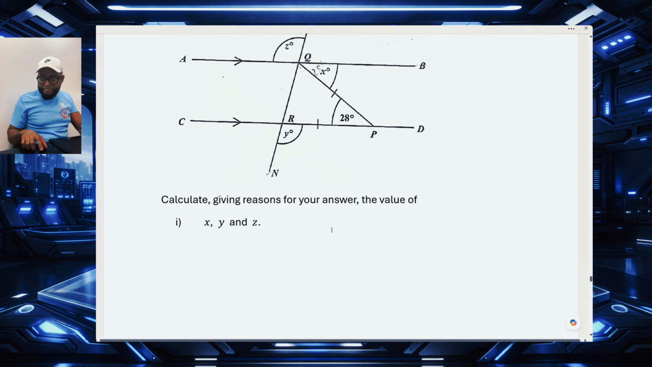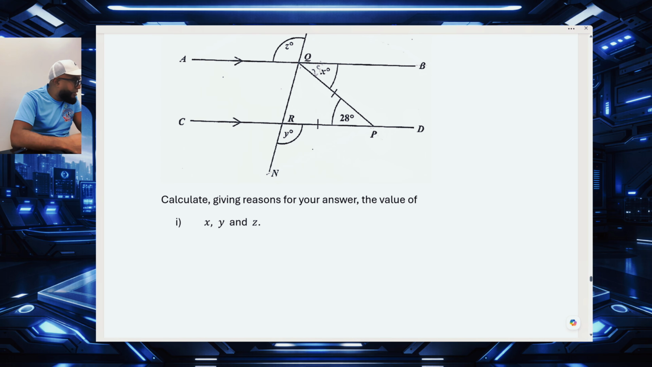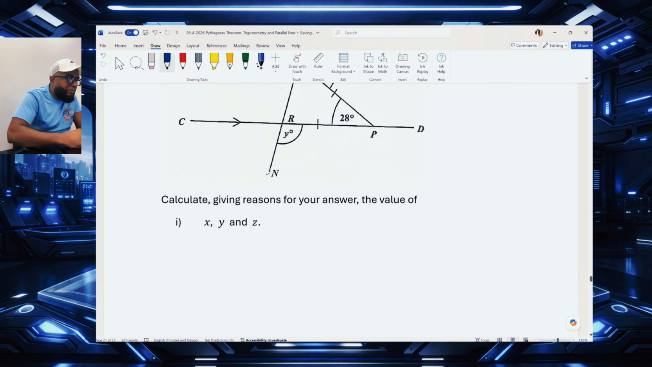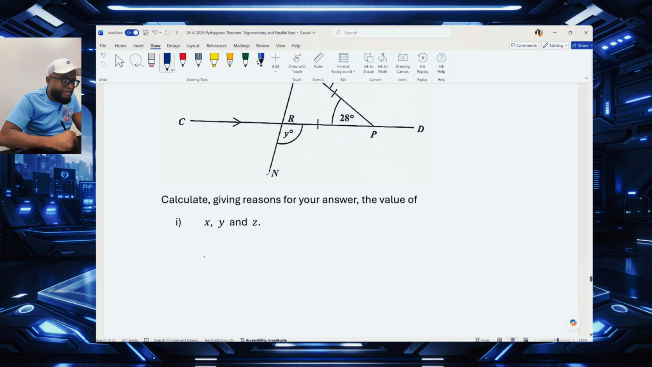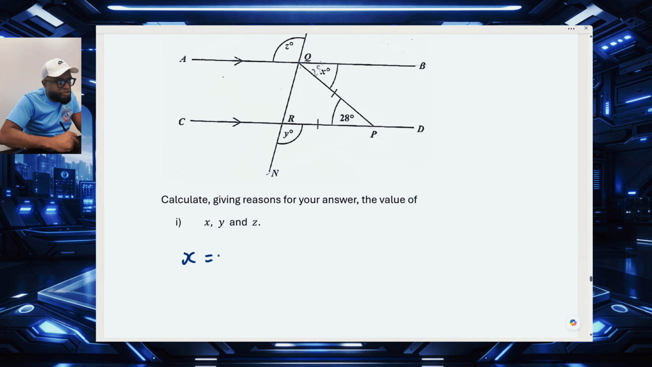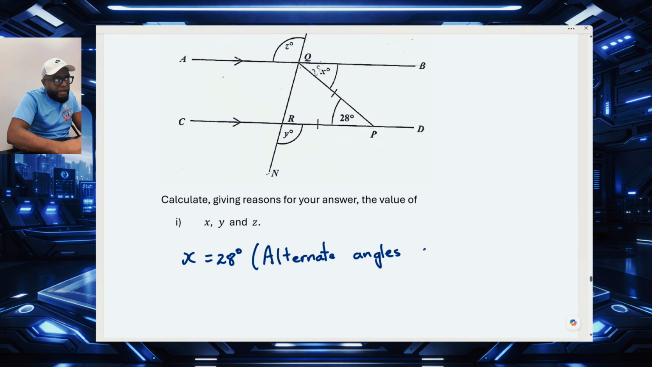Your X is 28, because alternate angles are equal. Proper. Let's write. So this is part 1. It's X we're trying to find. So X is equal to 28 degrees, and your reason would be alternate angles are equal. Everybody good there? So this angle here would be 28 degrees.